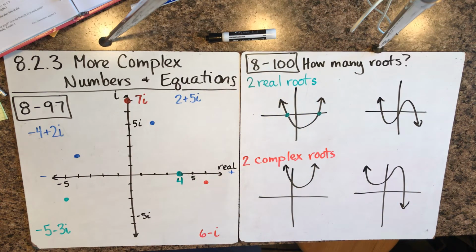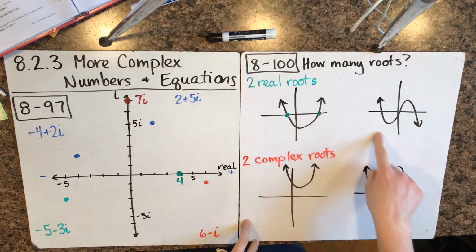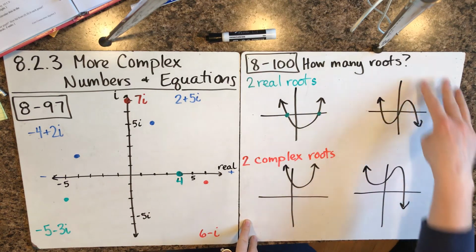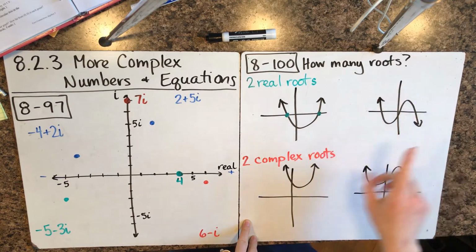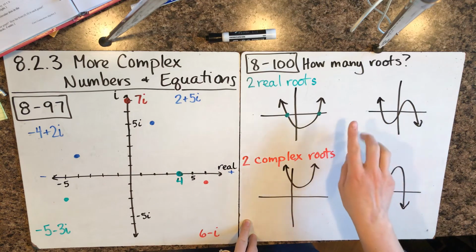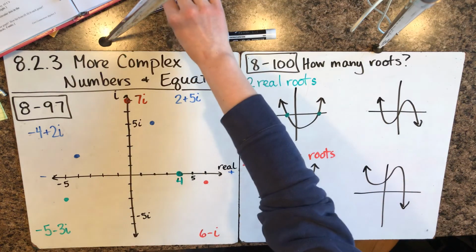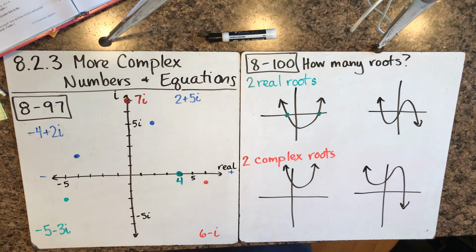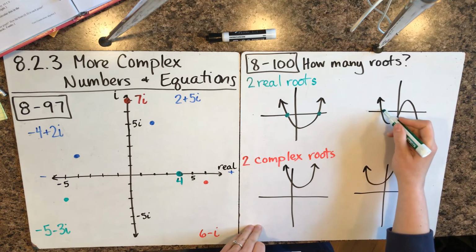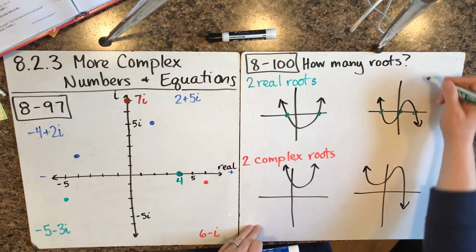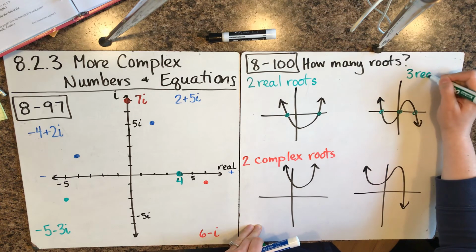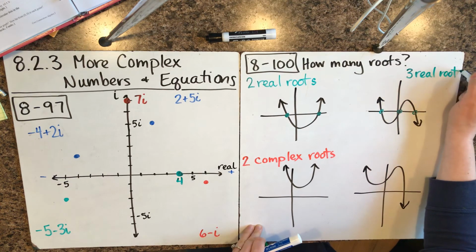Okay? Over here, it goes down 1, up 2, down 3. So there's a down, up, down. 1, 2, 3. That means there are 3 roots. And if you look, you can easily see that this graph crosses the x-axis 1, 2, 3 times. So that has 3 real roots.